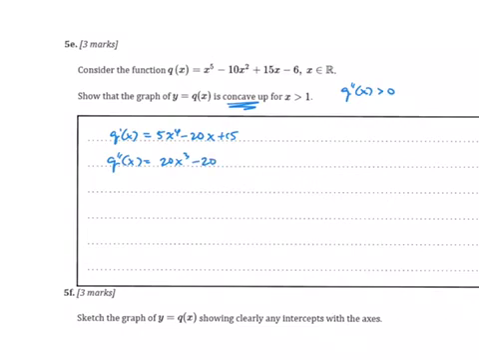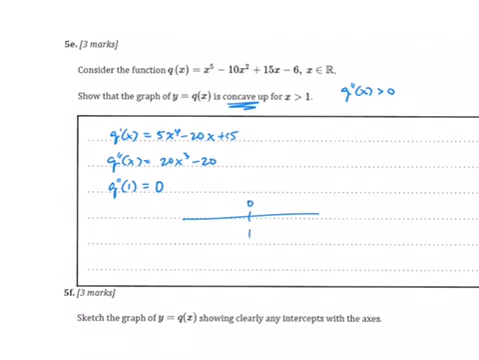Okay, so at x equals 1, let's figure out what the second derivative is. Looks like it'd be 0. So q double prime at 1 would equal 0. Let me do a little sketch here.